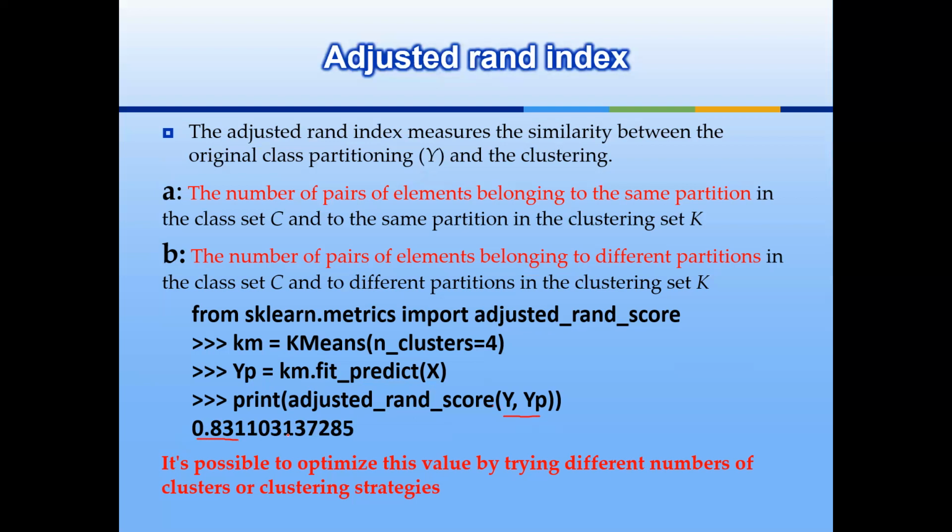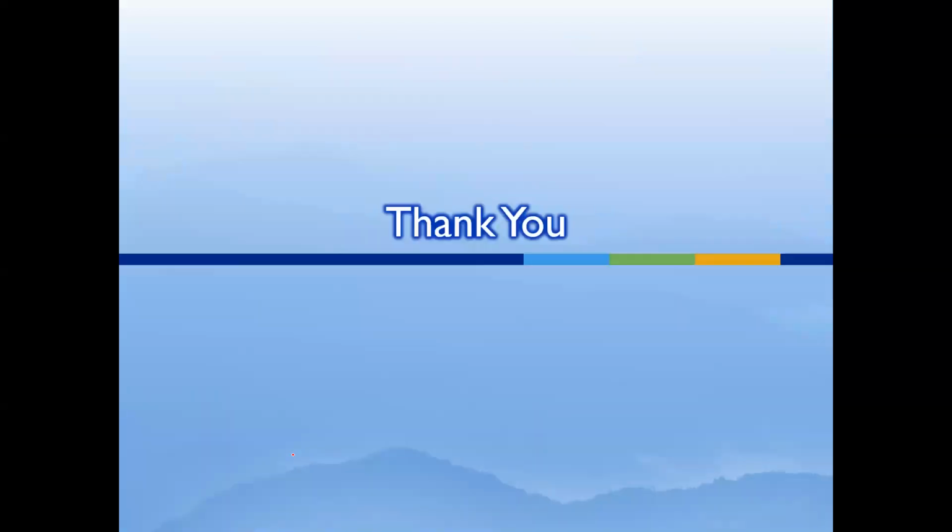So compared to the previous two methods, we have obtained better accuracy here. Again, it is possible to optimize this value by trying different numbers of clusters or clustering strategies. As you know, this is part of your survey to find the optimal solution to any problem by trying different techniques and different data sets to optimize the model. I hope, students, you are clear with this. Thank you.